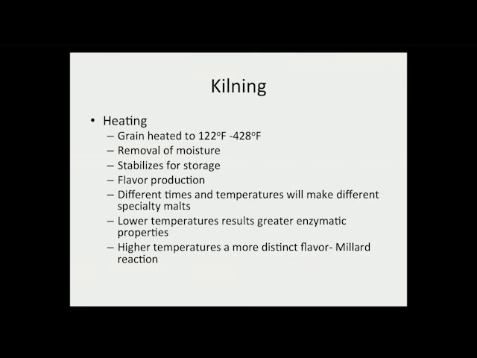You might see a chocolate malt, let's say, kilned at a much higher temperature, where a base 2-row is going to be closer to that 122 degrees Fahrenheit. This is how we create our specialty malt. Things can also be done with the amount of moisture in the kiln. We can control the humidity and the moisture level in the kiln, which will create a different type of malt.